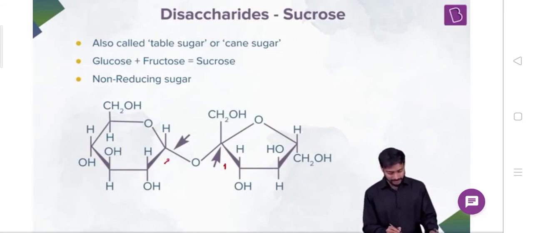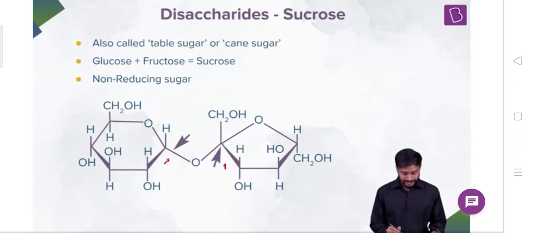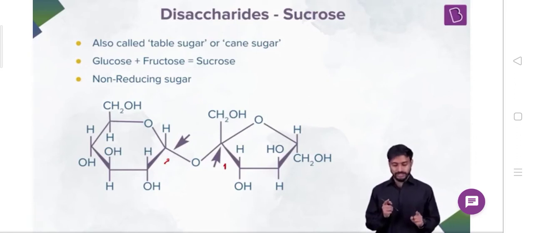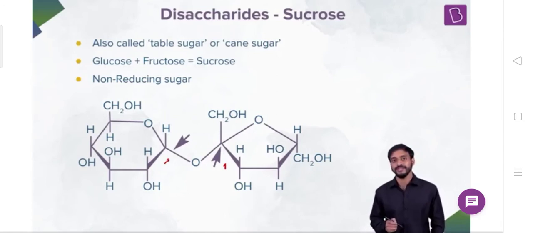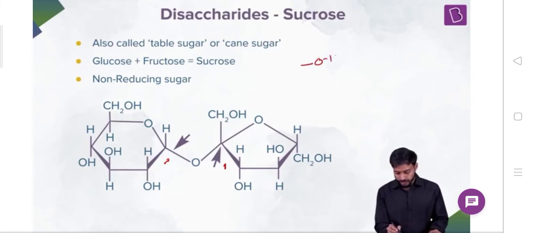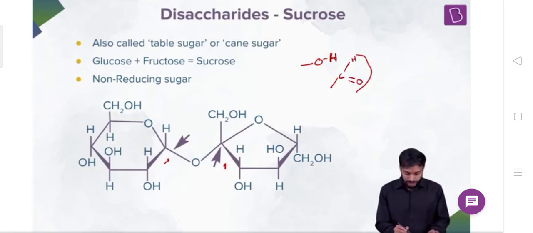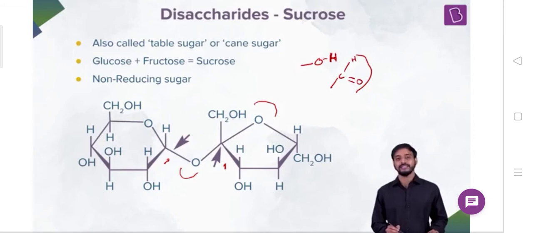Fine. This is the position where it is bonded. Now see, it's non-reducing. Why, you know? You know why? Because remember there I told you oxygen here and forms OH. After breaking, it will form what? CHO group. This cannot form over here because the whole bonding over here takes place, is involved.